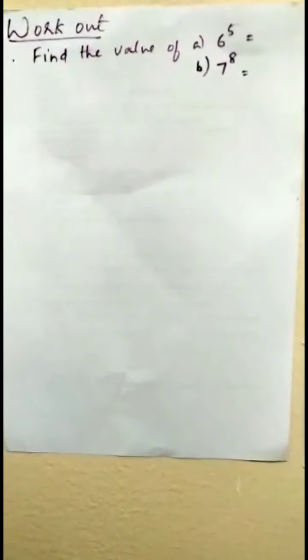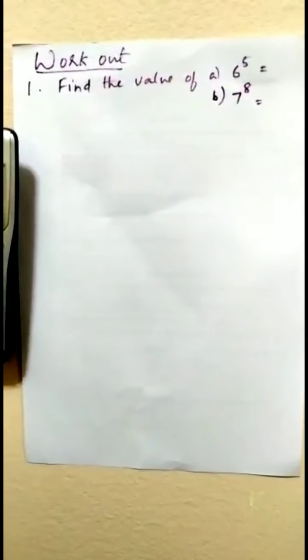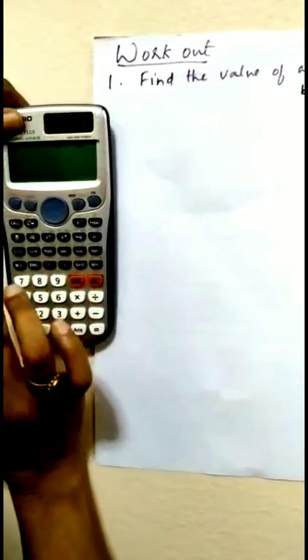Any number we can write as an exponent with the help of a calculator. 6 raised to 5 means 6 multiplied 5 times. 7 raised to 8 means 7 multiplied 8 times. So by now you can use a calculator. I am showing you how to use the calculator.